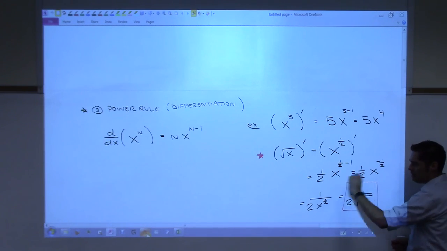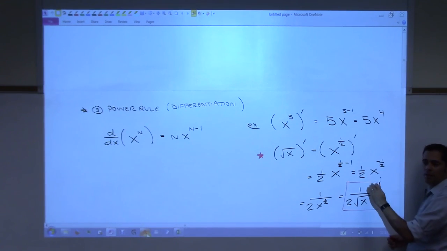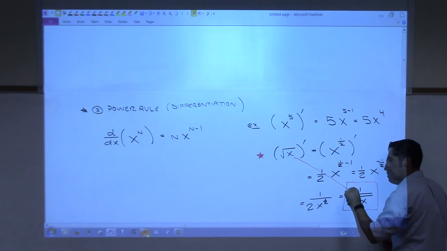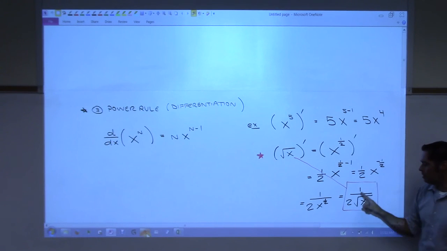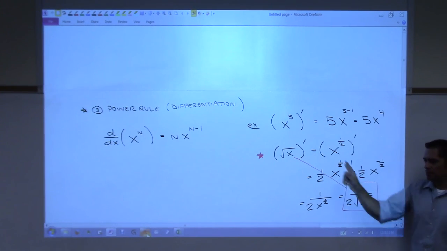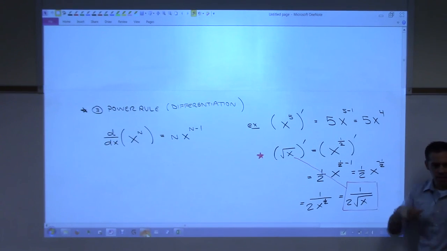Don't worry about all this stuff in here. I mean, be able to do it, okay? But just in your mind, anytime you take the square root of x, it is just 1 over 2 root x. The derivative of root x is 1 over 2 root x. Just kind of get that programmed in, okay? Save yourself some time.